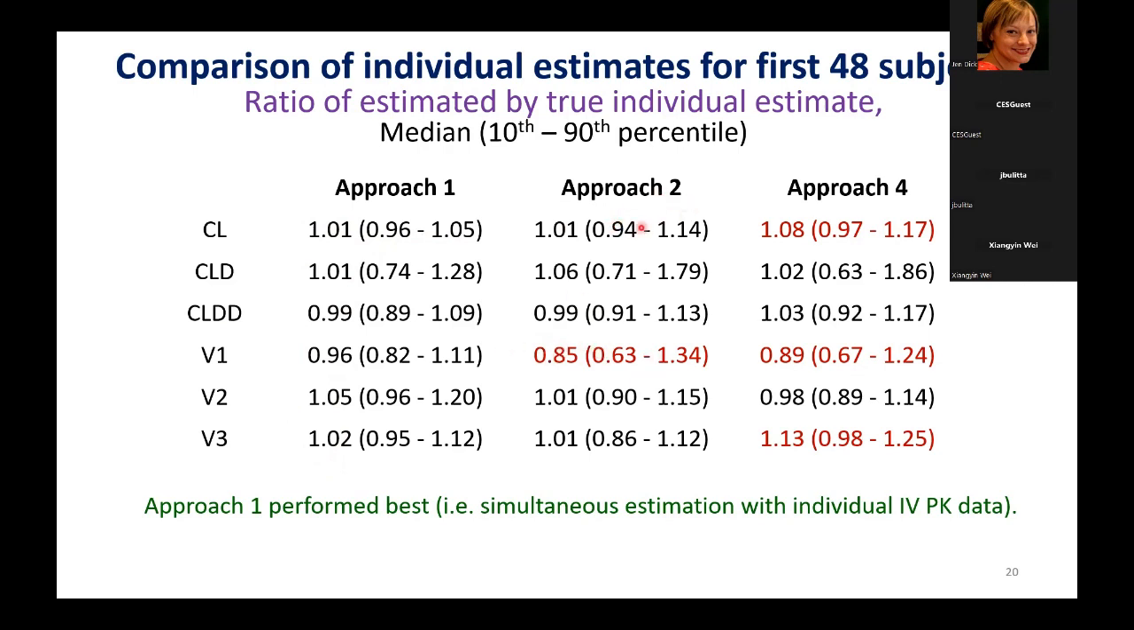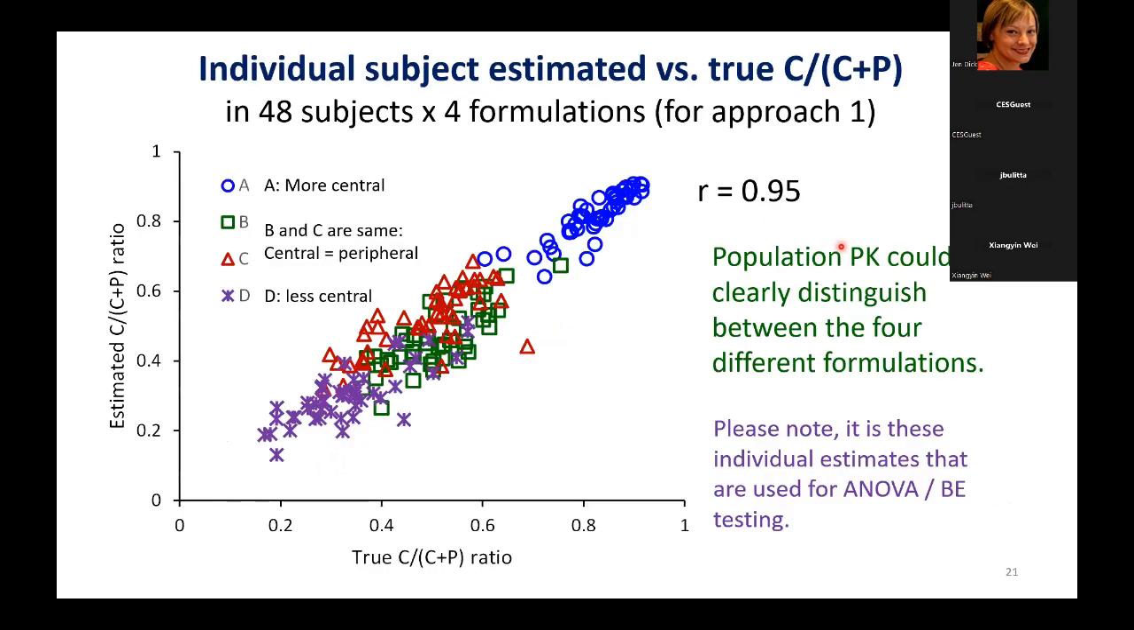The confidence intervals were a little bit wider, but this is where approach 4, where we estimated the alpha, beta, and gamma half-life without having IV data, had about a 10% bias at the individual subject level for 3 out of the 6 parameters, and the confidence interval was wider. So here, approach 1 clearly was best.